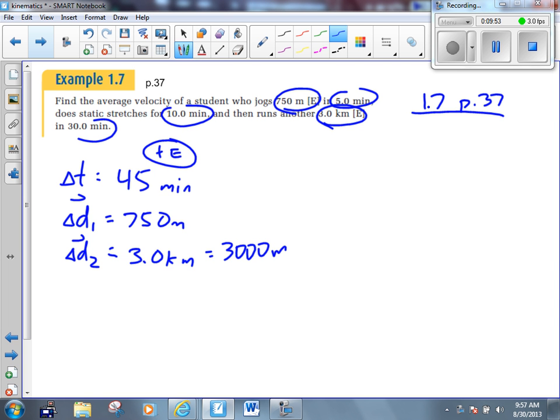We multiply it by 1,000, right? You guys remember that? There's 1,000 meters in a kilometer. We want to find the average velocity, so let's use that velocity equation, delta d over delta t. Do we add those displacements or do we subtract them?